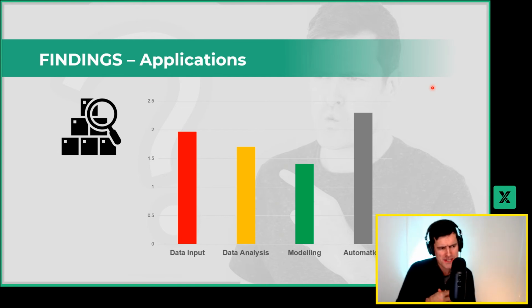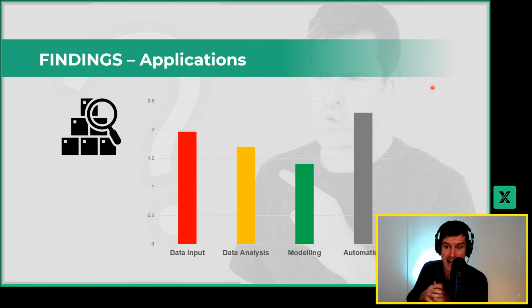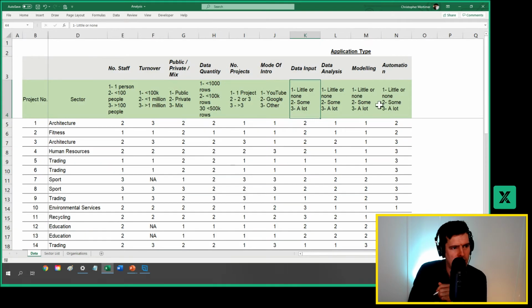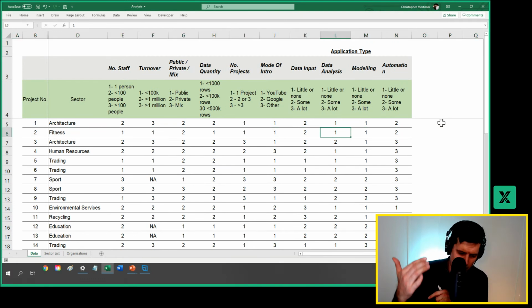So what I did was I went through the projects and for each of these, automation, modeling, or data analysis, I gave it a score of 1, 2, or 3. Let's go and see it on the spreadsheet quickly. Gave it a score according to, you can see over here on the right, how much of a factor it was. So 3, for example, this project here, this architecture project, there was a lot of automation on it. 1 on this project means there's little or no data analysis on it. So a lower number means less, higher number means more.